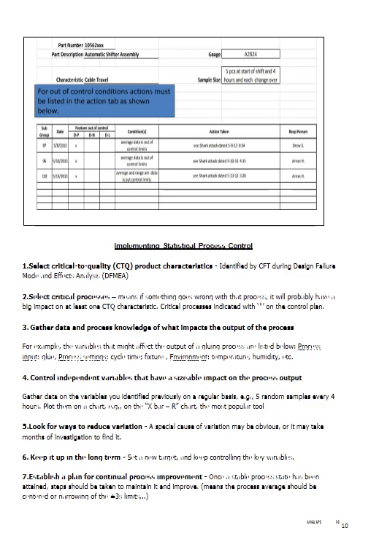Set a new target and keep controlling the key variables. Establish a plan for continual process improvement. Once a stable process state has been attained, steps should be taken to maintain it and improve. This means the process average should be centered, or the plus or minus 3 sigma limits narrowed.